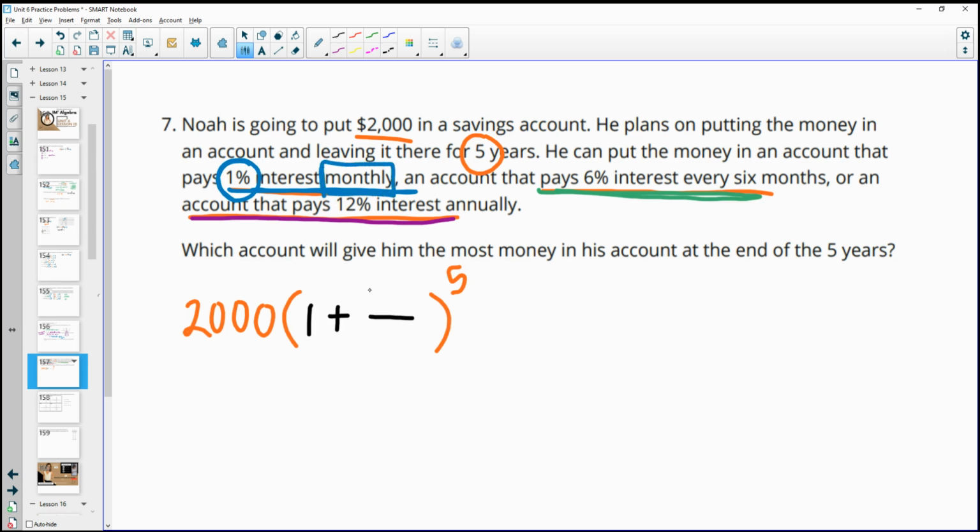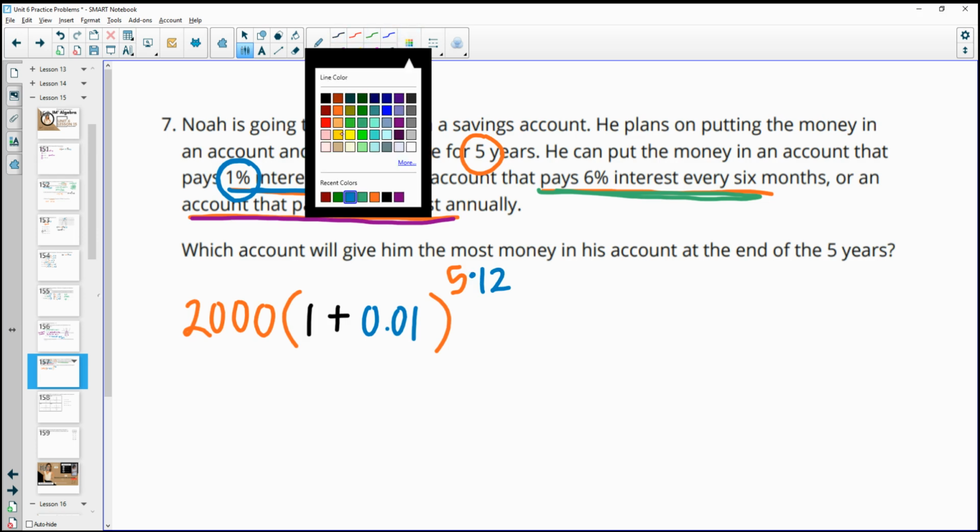So 1% as a decimal is 0.01. We are calculating this monthly. Oh, we don't need to divide. So this is the monthly interest rate. So this one's going to go in here. So just 1% monthly. But now every month for 5 years, Noah's going to get this paid. So we have 5 years, and then there's 12 months per year. So you want to multiply this number of times he's going to get paid by 12, because there's 5 years, 12 months per year. And then we'll calculate that in a minute.